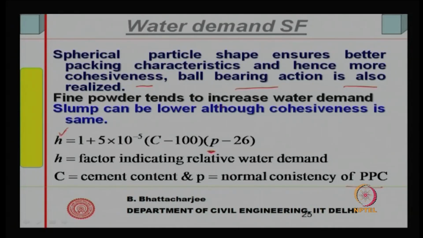Something of this kind can be understood: for Portland pozzolana cement, directly adding fly ash always reduces the water demand. In PPC, there is some amount of grinding, so it will depend upon the standard consistency of PPC that you obtain. If you have less consistency of the PPC, the water demand will be lower, and this is an empirical equation related to 26% standard consistency.